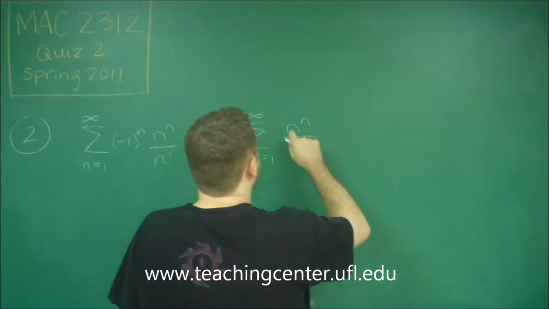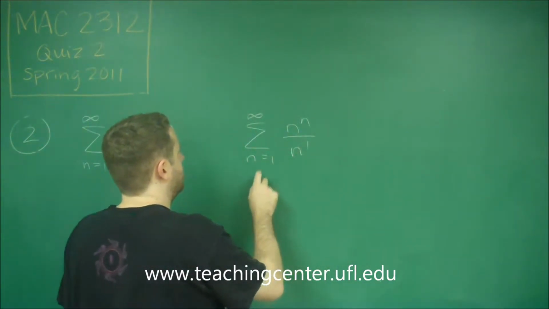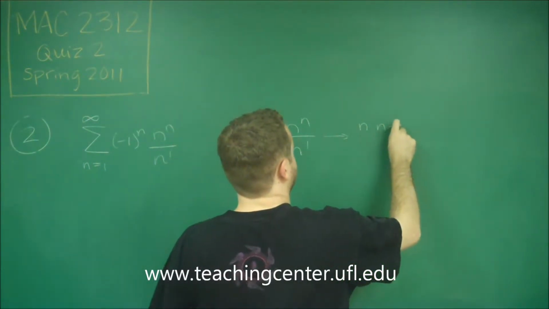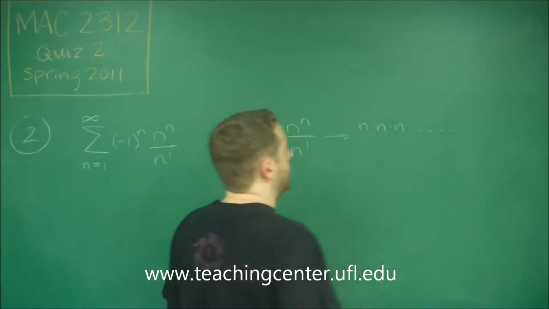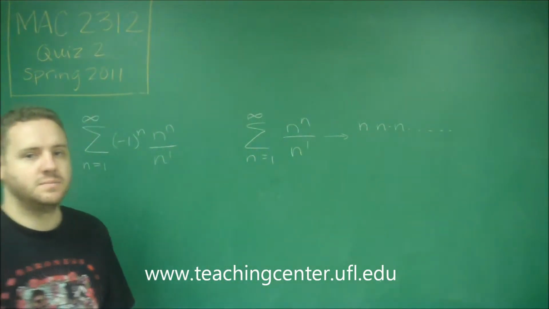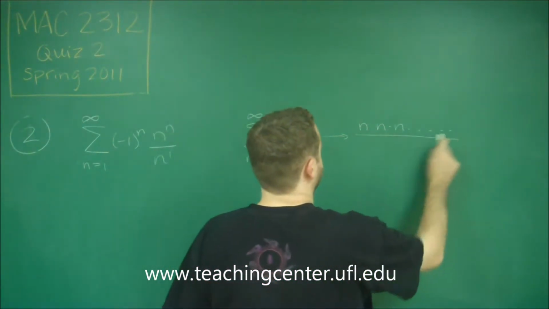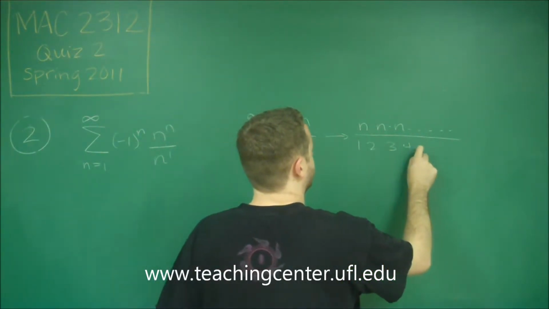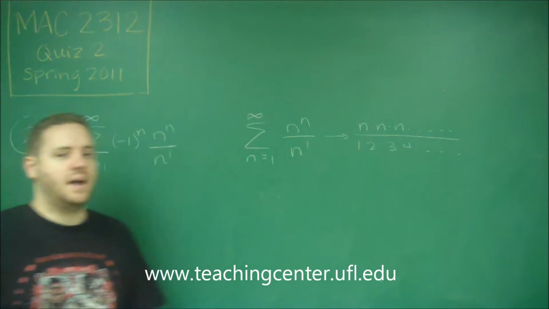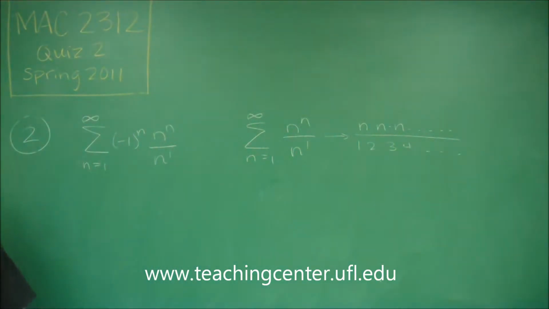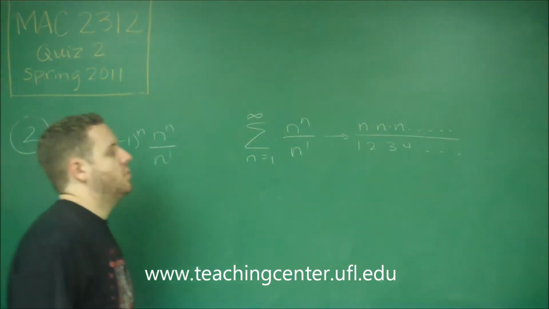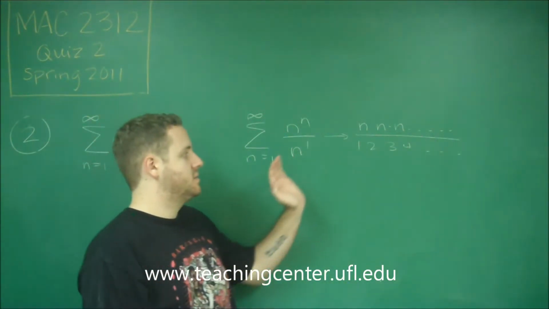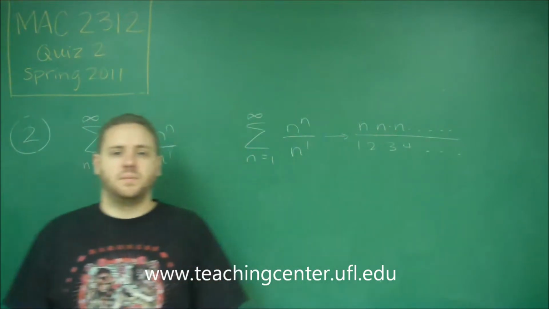So let's write out the limit as n goes to infinity of this. This becomes n times n times n, infinity amount of times. And n factorial is 1 times 2 times 3 times 4, on and on, as high as you want to go. So what should be clear at this point is as n gets larger and larger, the top starts getting way bigger than the bottom here.